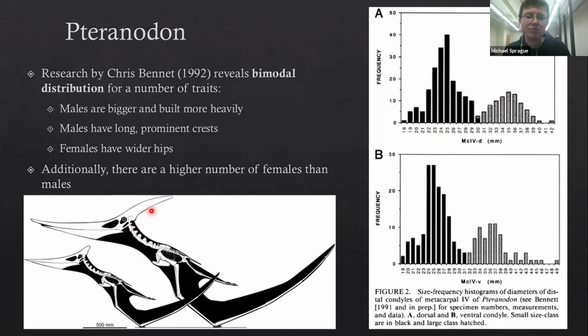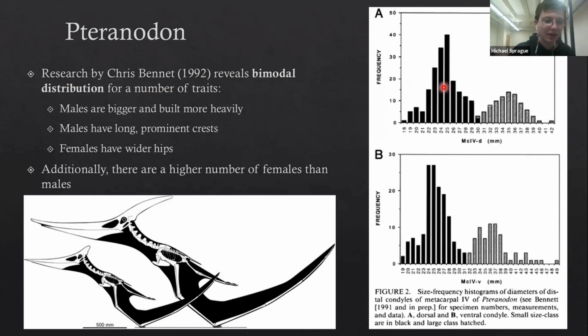And with this bigger size class, Bennett also found that they're generally bigger and more robust. These bigger individuals also have larger, more prominent crests sticking off the back of their head, while the smaller size class has just a little nubbin off the back of the head. He also noticed that the smaller size class generally have wider hips than the larger size class. And all of this in conjunction makes a very strong case for sexual dimorphism.